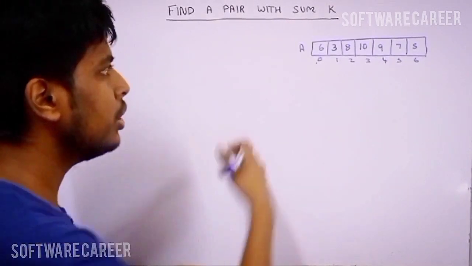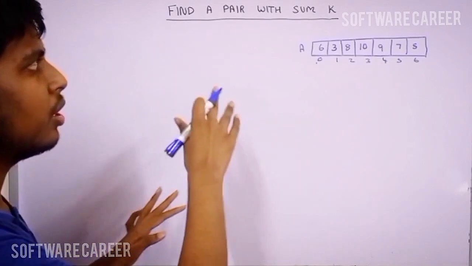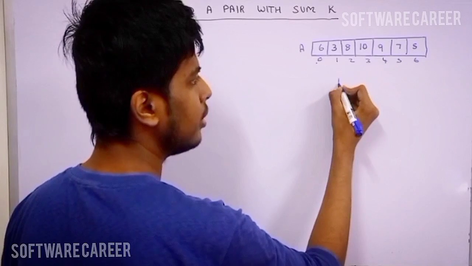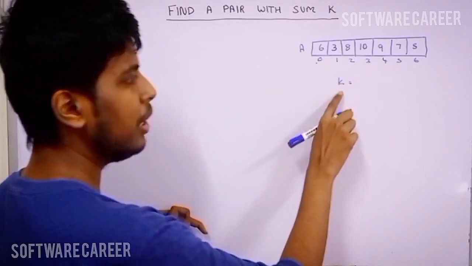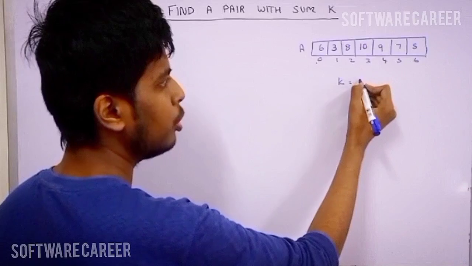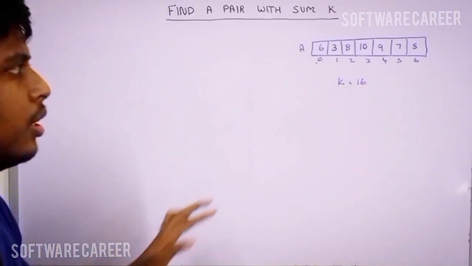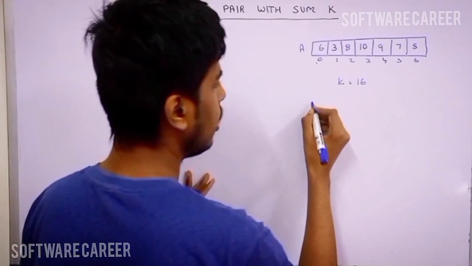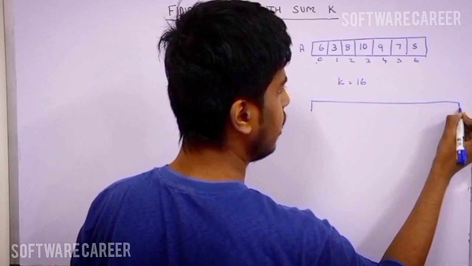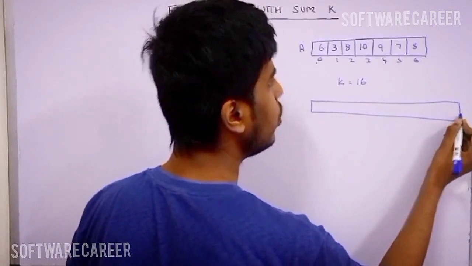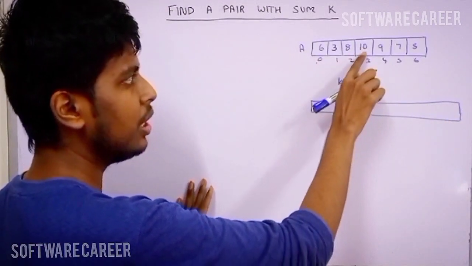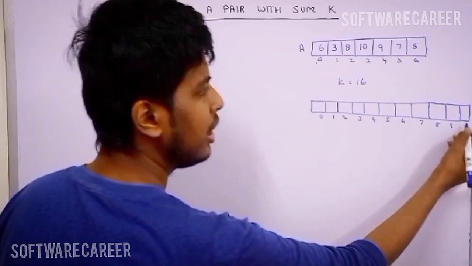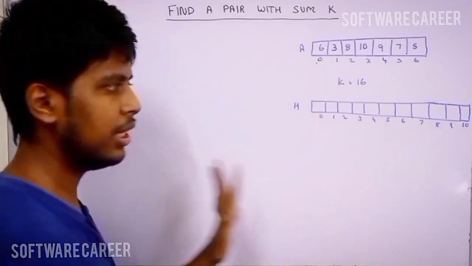Now I'll teach you the next method for finding a pair in this array which gives sum k. Suppose I want to find a pair which gives sum k, and k is 16. Now how to do it? First you should create a hash table, of size from index 0 to the maximum element in this array. The maximum element in this array is 10, so you should create a hash table from 0 to 10. I have created the hash table. The hash table name is h.